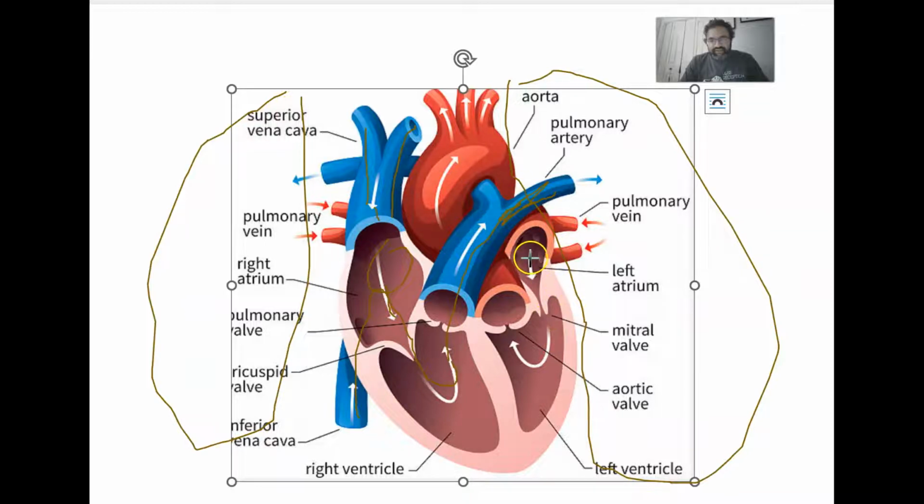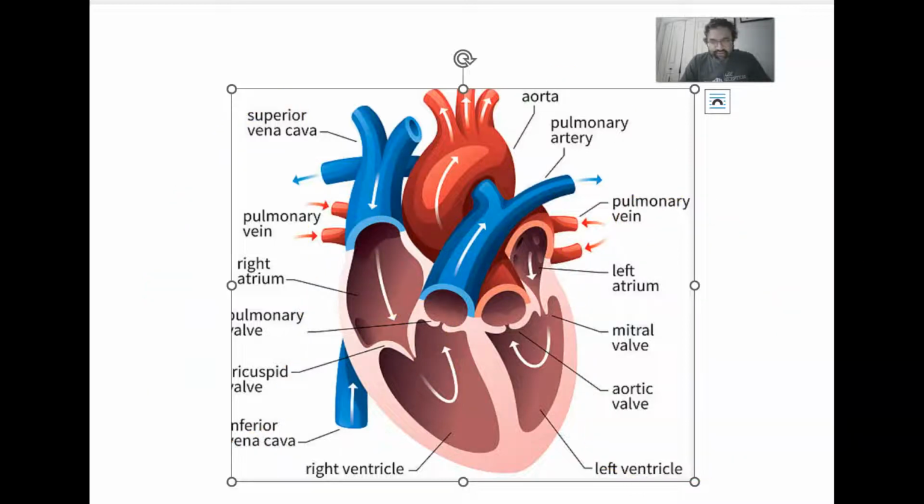Then after the lungs, this is the pulmonary artery, and the pulmonary vein now is bringing in oxygenated blood. So I'm going to try to change the color here. Let's take a look at the color. Okay, anyway.